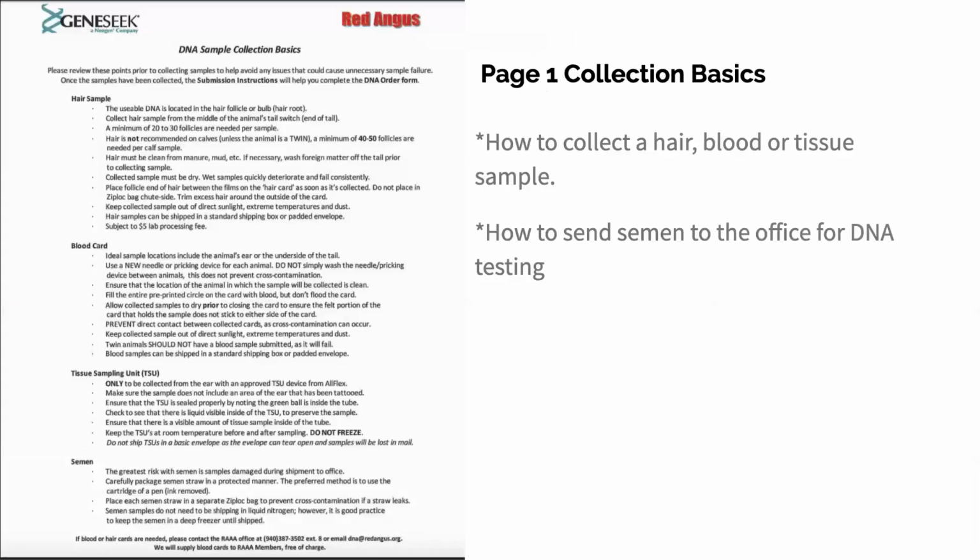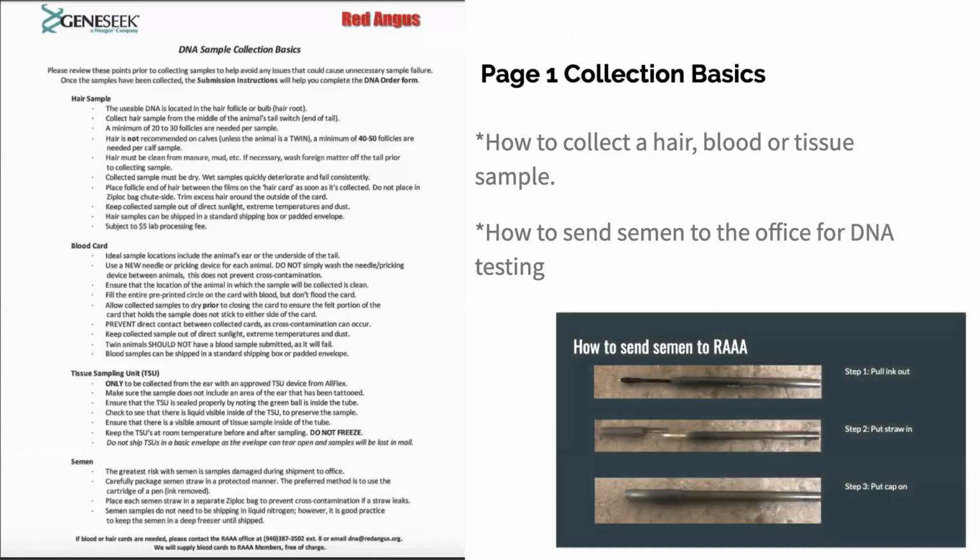So this first page is going to look a lot of the same things. I just wanted to touch on a couple things. It goes over how to collect hair, blood, or a tissue sample. It also goes over how to send semen to the office. I included a little photo right there on the right-hand side as well if you're kind of a visual person.